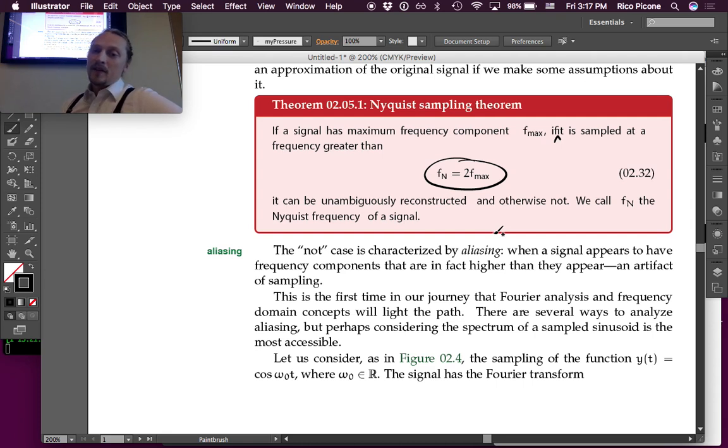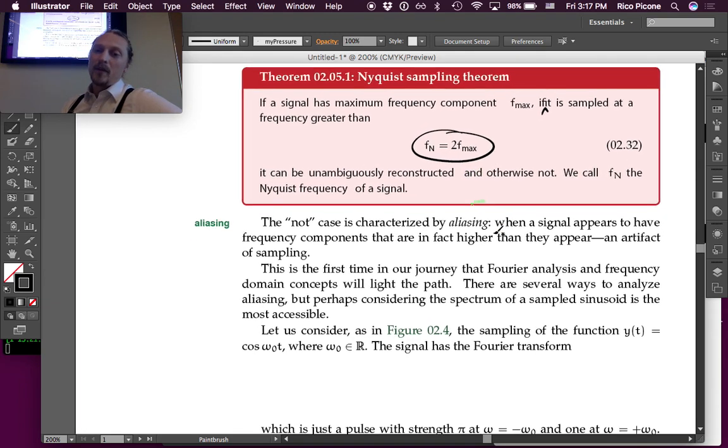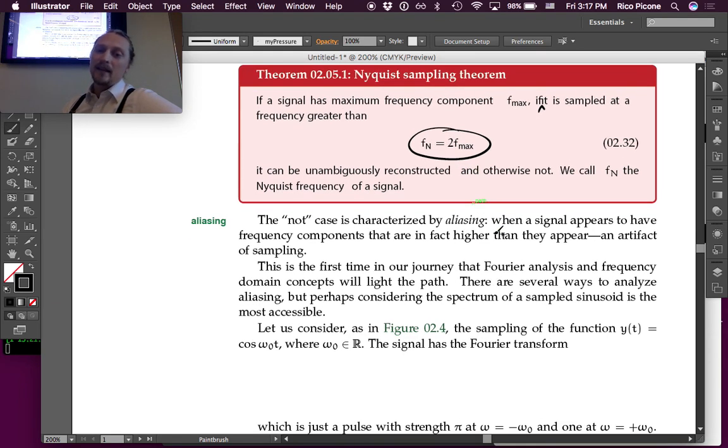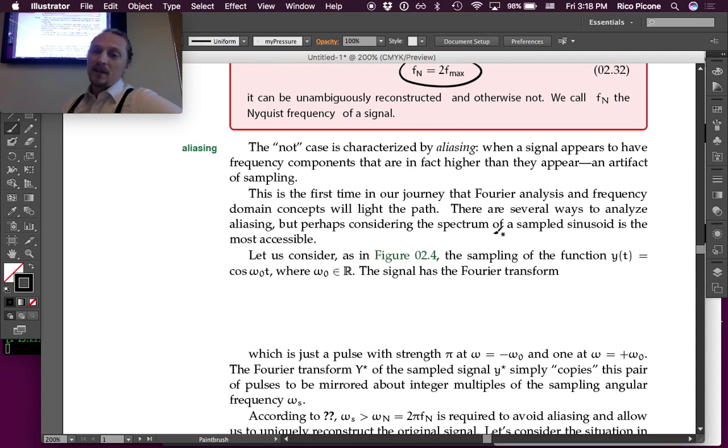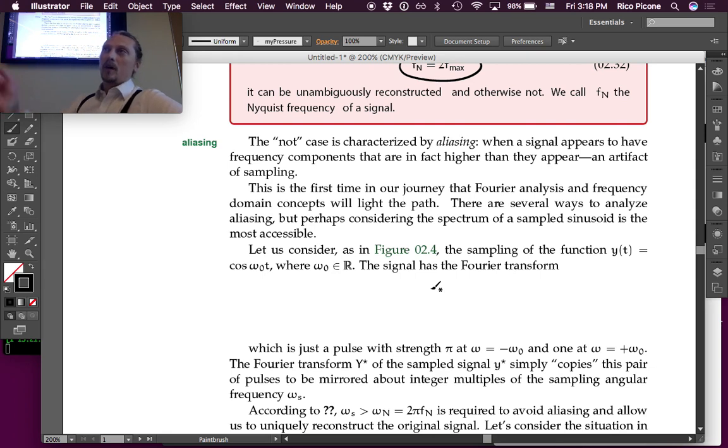This is the first time in our journey that Fourier analysis and frequency domain concepts will light the path. There are several ways to analyze aliasing, but perhaps considering the spectrum of a sampled sinusoid is the most accessible. So let's consider, as in Figure 2.4, which is from the previous lecture, the sampling of the function y of t equals cosine omega naught t, where omega naught is just some real number.